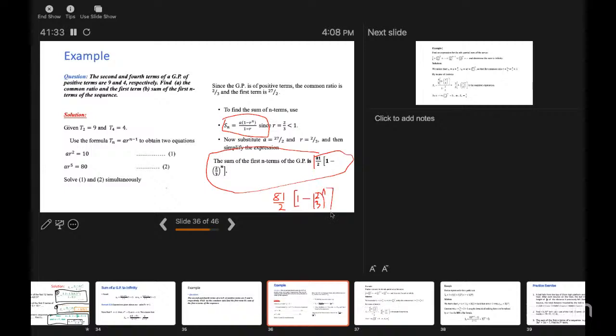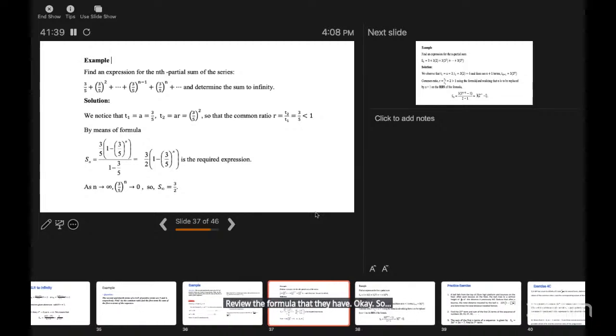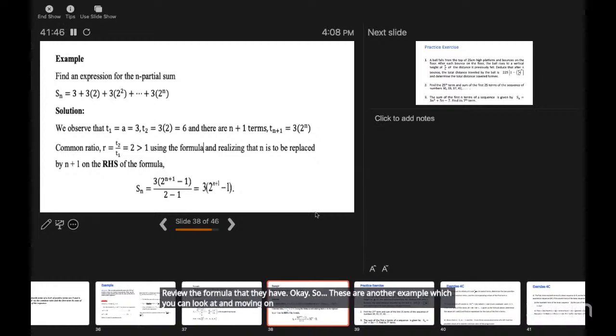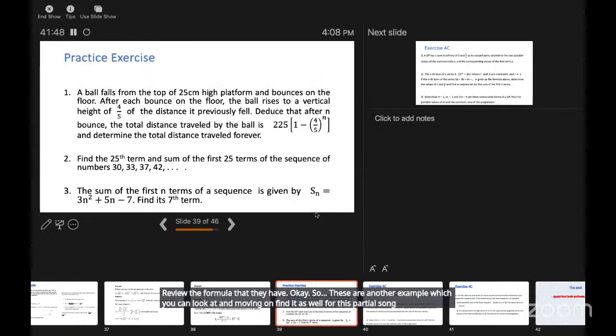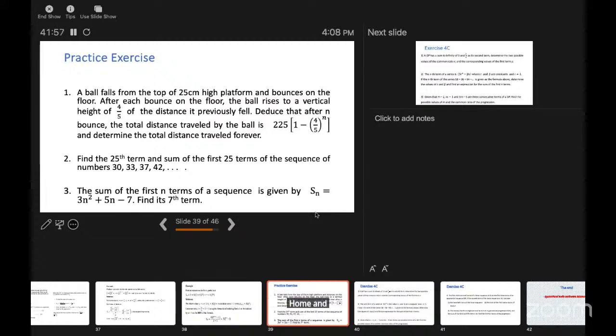So this is the formula that I have. These are other examples which you can look at. I'm moving on. Find the expression for this partial sum. I have the following question as a practice exercise, which you will take home and practice.